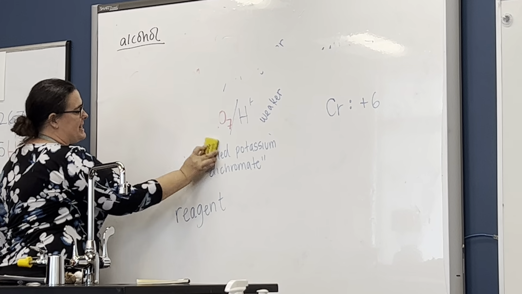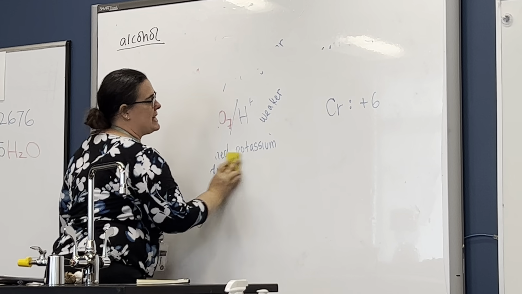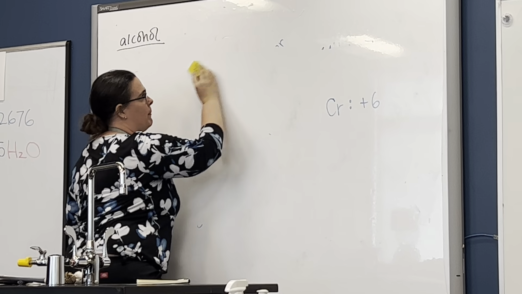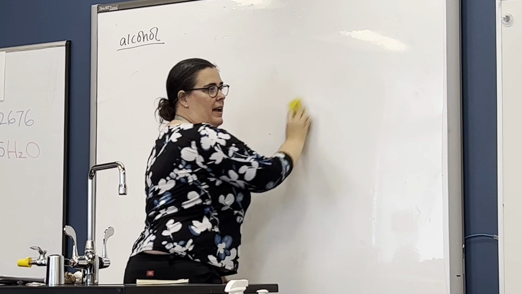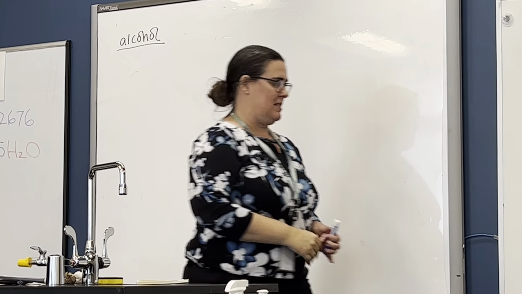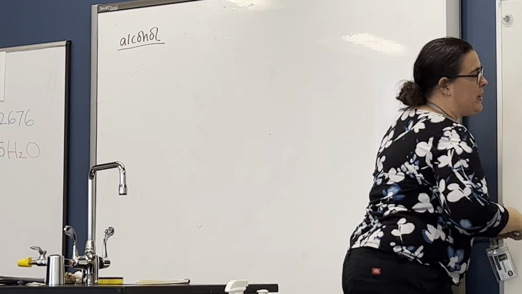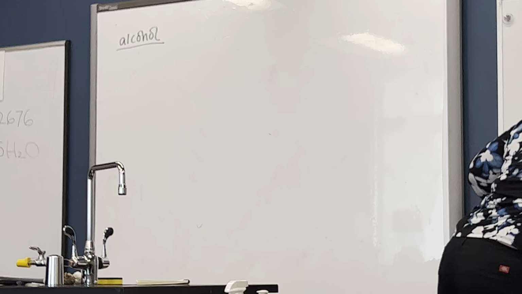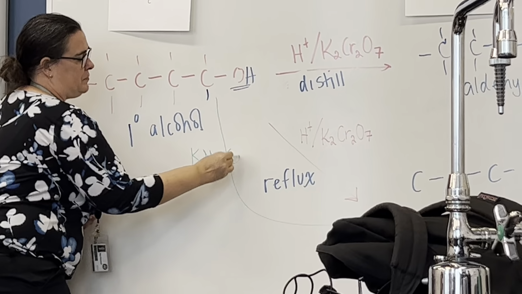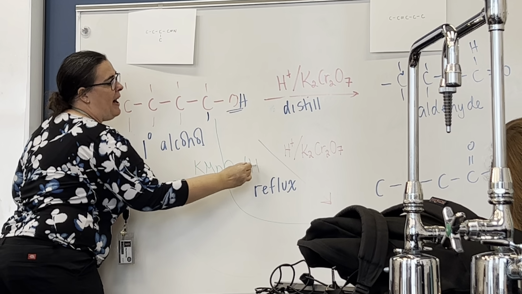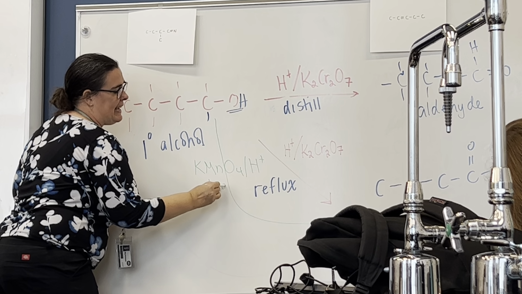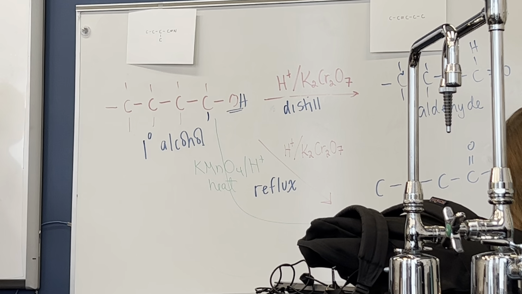So I told you potassium permanganate was a little bit tougher than potassium dichromate. And the reasoning for that is you can only do this process with permanganate. It is not possible to catch the aldehyde. The oxidation happens fast enough that we can't get the aldehyde, we go straight to the carboxylic acid.